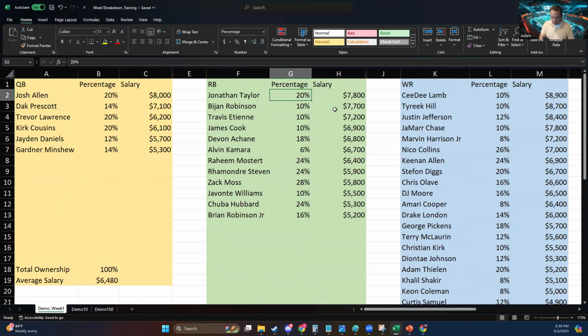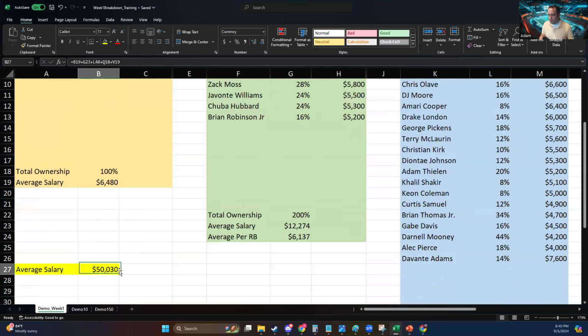There's more magic you could do with this. I'll actually lower Jonathan Taylor. I'll get him to like 6%. And I'll give that 14% to Javonte. Now, look at that. My average is right at 50,000. All right.